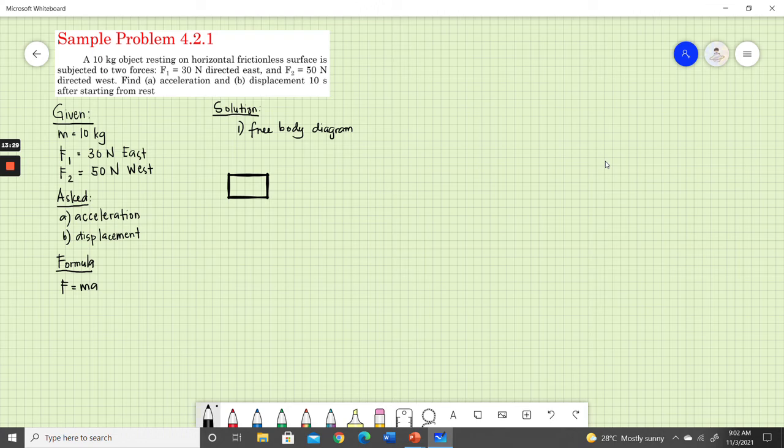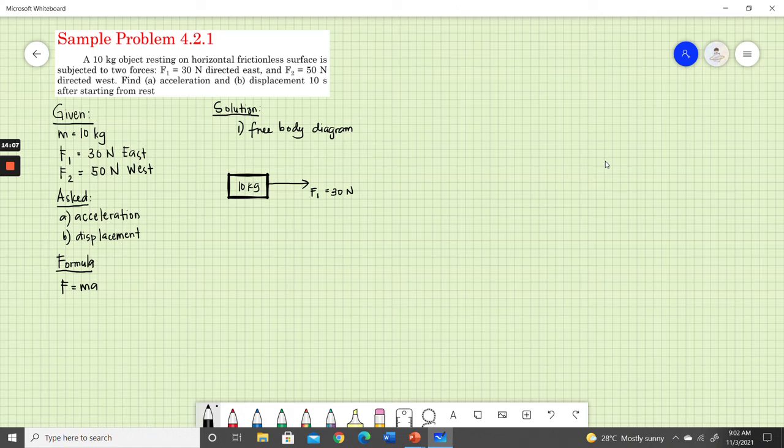And alam natin that this object has a mass of 10 kilogram. And this object is subjected to two forces. One that is going east. So ang gagawin natin to represent that, you can use an arrow to represent your force. So we have our F1, which is equal to 13 newtons, and it is going in the east direction. So this is our east direction.